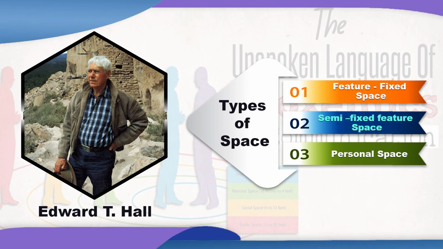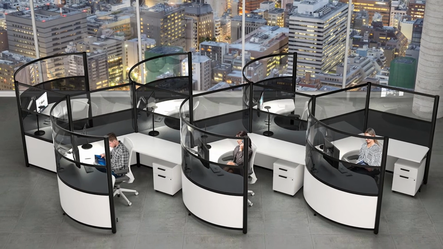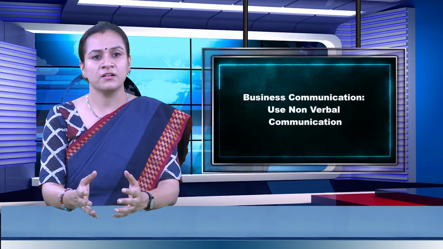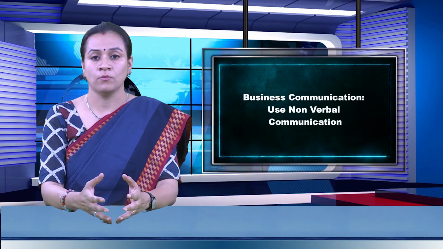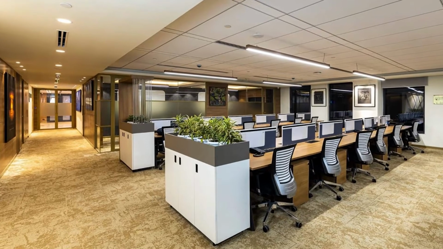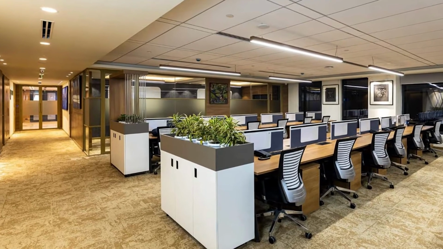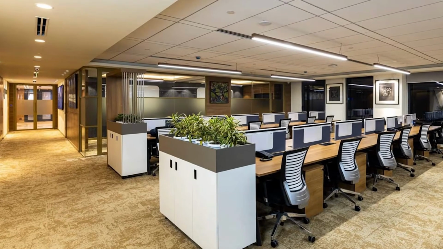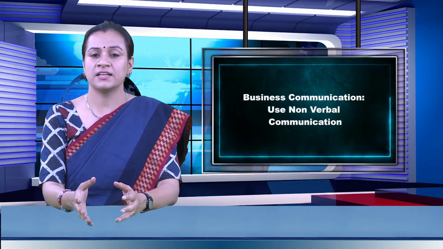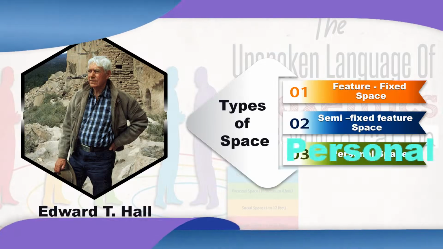Semi-fixed feature space. The placement and arrangement of movable objects such as desks and chairs is referred to as semi-fixed feature space. Currently, a great deal of emphasis is placed on how business offices are arranged. In addition, the quality of furniture has considerable influence on the status of individuals, and this is clearly communicated non-verbally. Frequently, the superior person will come from behind the desk and sit face to face with the subordinate to make it easier to communicate.